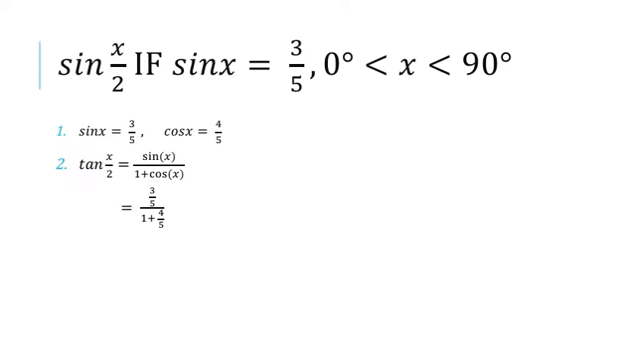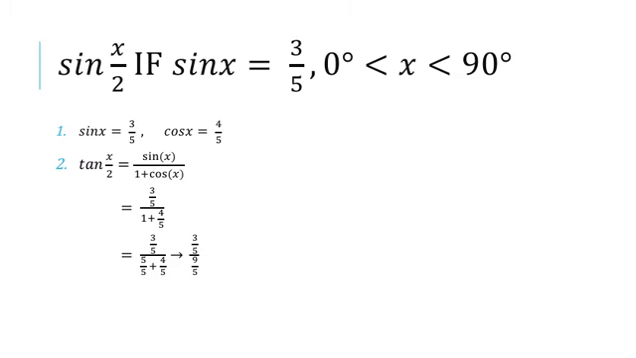Plugging these in, we have 3 over 5 divided by 1 plus 4 over 5. Simplifying this down, we have to find the common denominator, which is 5, and adding 1 plus 4 over 5. Thus we get 5 over 5 plus 4 over 5 equals 9 over 5, leaving us with 3 over 5 divided by 9 over 5.